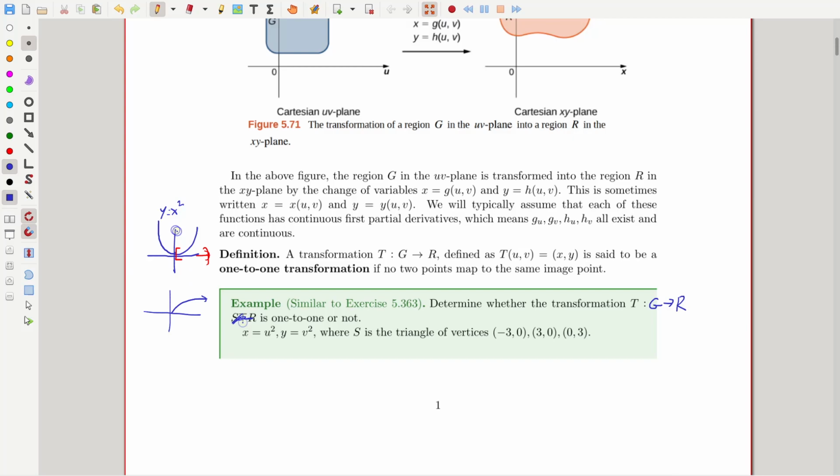You can see that the notion of being 1-to-1 depends on both the function itself, the definition of the mapping, as well as the domain that you're talking about, which in this notation is denoted by G. So if we think of the domain G as being the entire real number line, then this map is not 1-to-1.